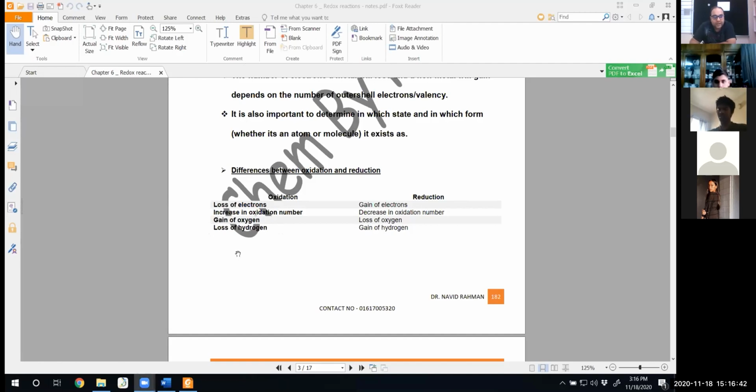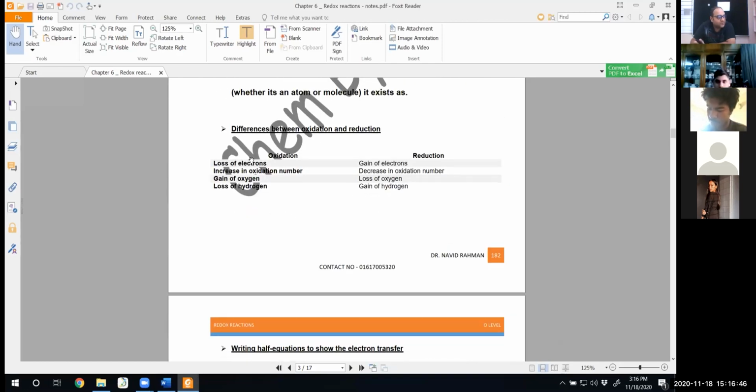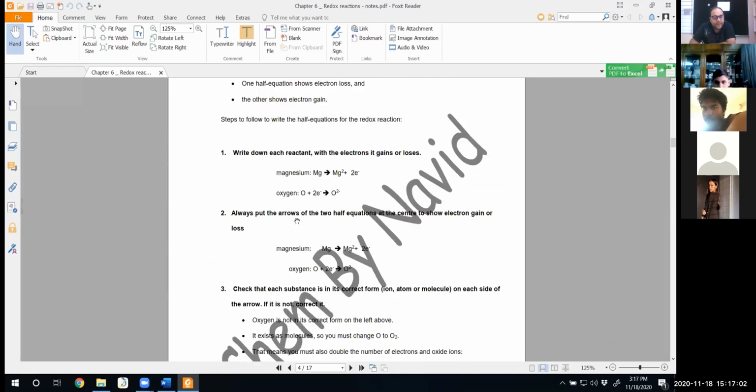So starting with loss of electrons. So oxidation, এটা তোমরা already জানো. You have passed O levels, and I'm pretty sure যে তোমরা you know that oxidation is loss of electron, reduction is gain of electron, oxidation is increase in oxidation number, reduction is decrease in oxidation number. So we'll be coming back to these.